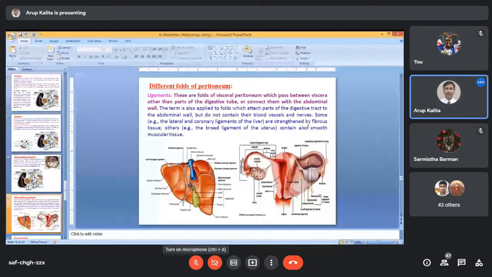Now here you see, this is a photograph of the liver. Here you will get the left triangular ligament. This is a ligament, and this is another. These are all ligaments. This is the falciform ligament. Left triangular ligament, right triangular ligament. There are so many ligaments present in the liver. Now, what is the importance of these ligaments? Ligaments allow the organ to be held in position so that it cannot move.